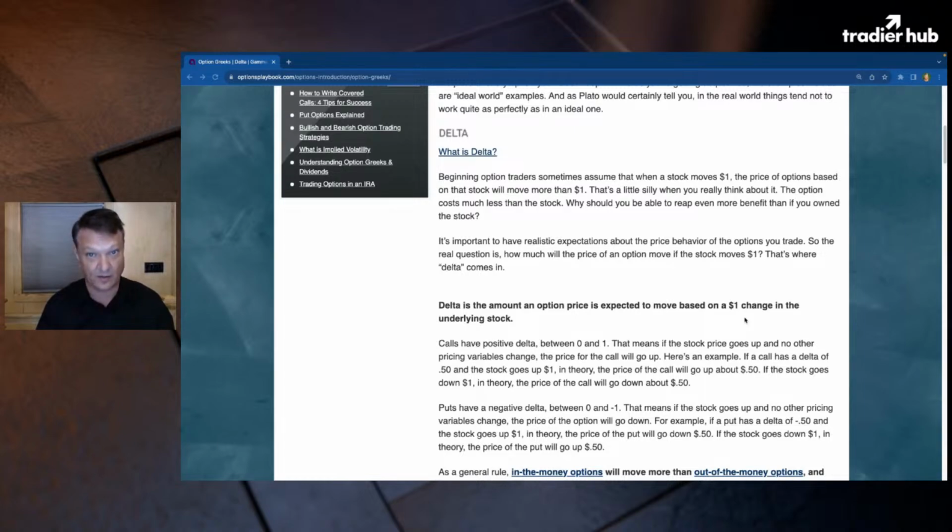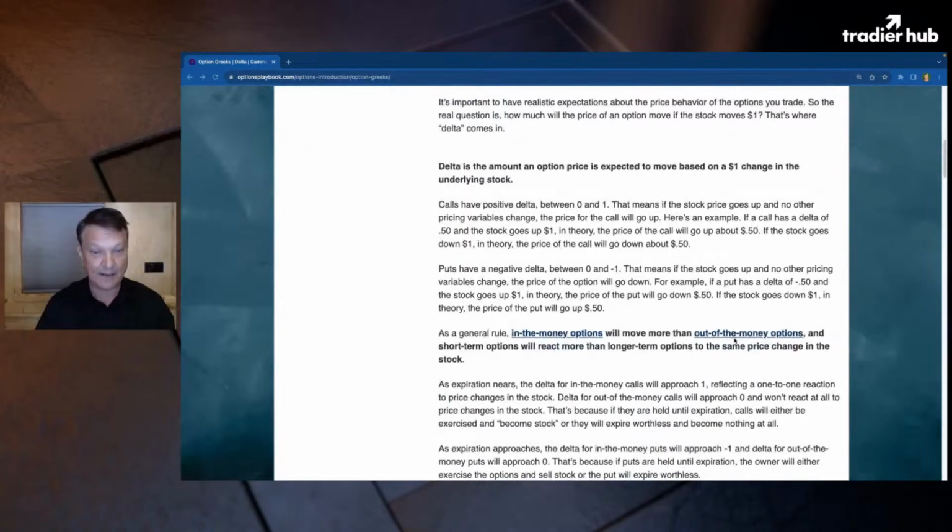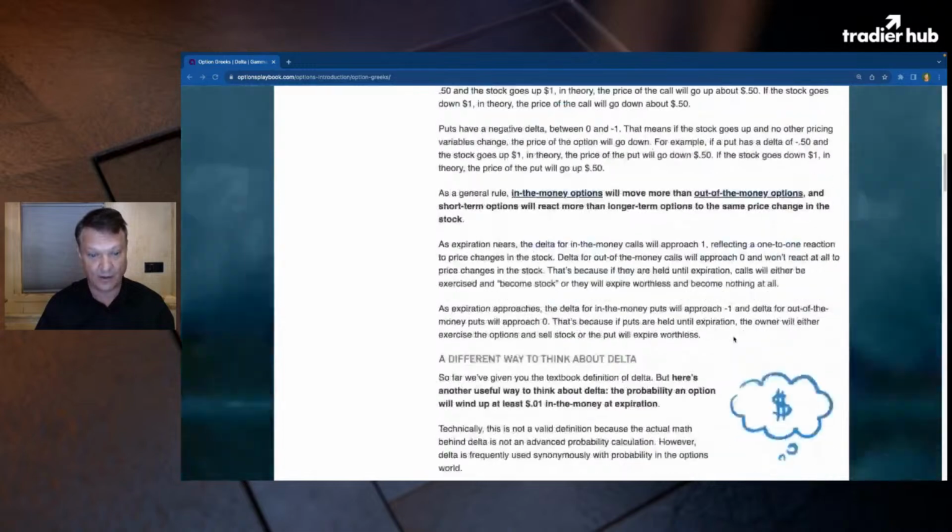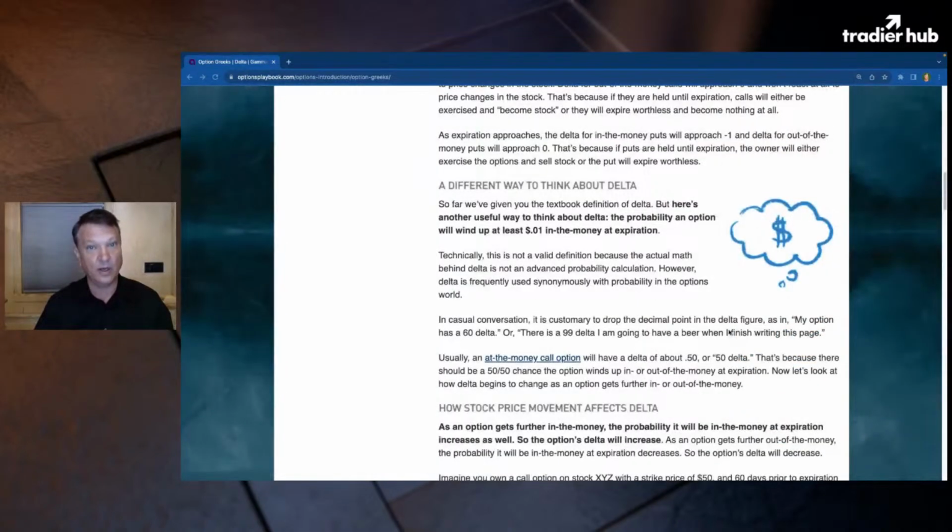But I like to look at delta a different way. And I actually wrote this non-textbook definition inside the Options Playbook. So I'm going to scroll down a little bit and look at the section that says a different way to think about delta.